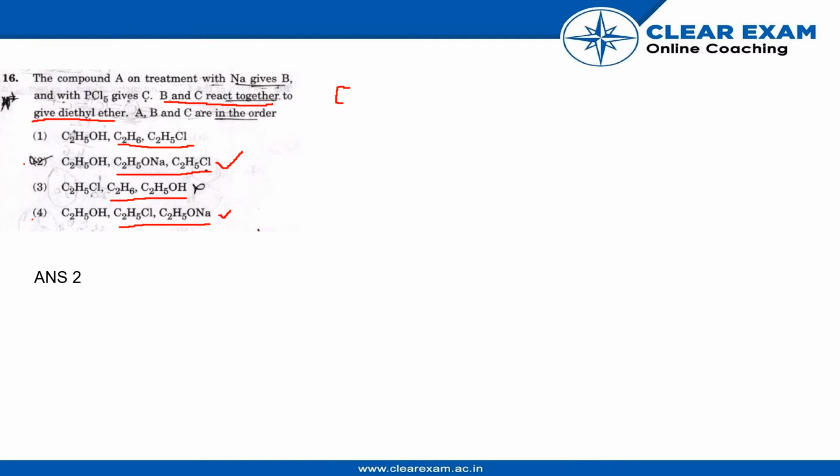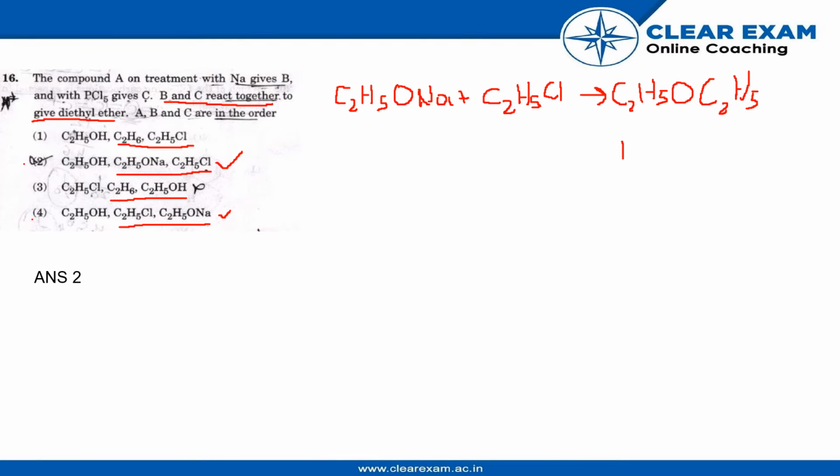So let's first check if they form diethyl ether or not. We will react this C2H5ONa plus C2H5Cl. It will form C2H5OC2H5 plus NaCl. So we have confirmed that it will form diethyl ether. So B and C are this C2H5ONa and C2H5Cl.